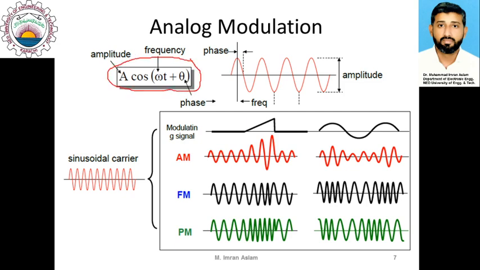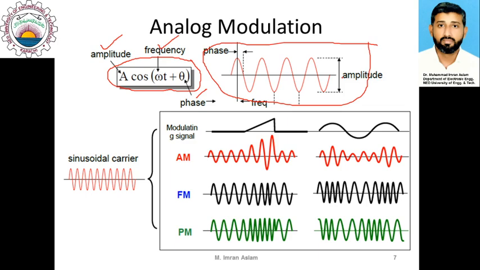So this is the generalized form of a sinusoidal carrier. A carrier can have a specific amplitude. There would be a certain frequency related to that carrier, and there may be some phase related to that carrier. So this is the representation of that sinusoidal carrier, which is described by three different pieces of information: amplitude, frequency, and phase.